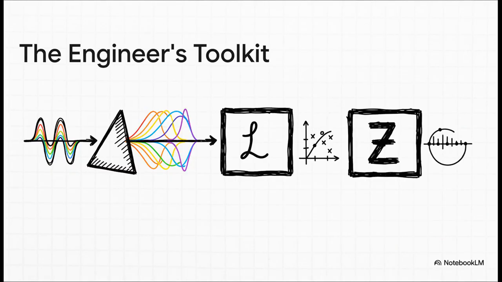So the 3 main tools in this toolkit are the Fourier, Laplace, and Z-transforms. The Fourier transform is awesome. It's like a prism for signals. It takes a complex wave and breaks it down into all the individual frequencies it's made of. The Laplace transform is the go-to tool for analog systems, helping engineers see how they'll react. And the Z-transform does the exact same job, but for the digital world.